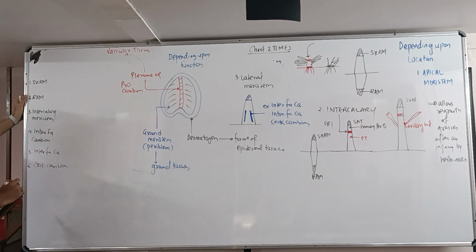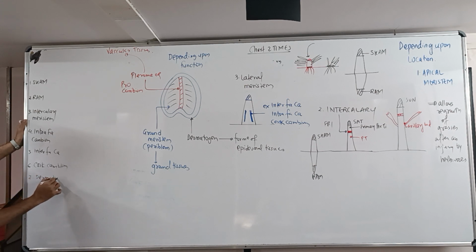आज जो भी मैंने cover किया. Then you have got dermatogen. Then what do you have? You have got procambium. And what do you have? Ground meristem. Am I missing anything? Apical meristem. You cannot skip apical meristem. Intercalary. Intercalary.